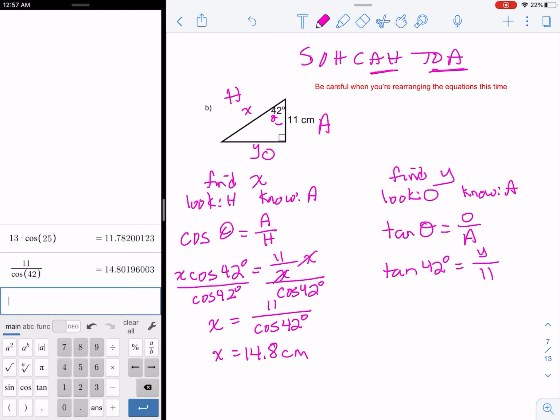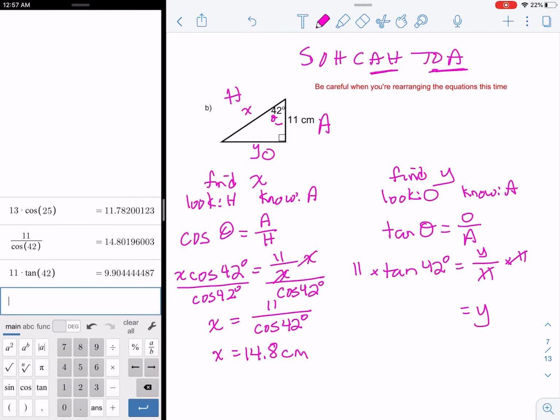So this is an easy one like the ones we did before. Multiply both sides by 11. So y would equal 11 times the tan of 42 degrees, and that equals about 9.9 centimeters. Okay?